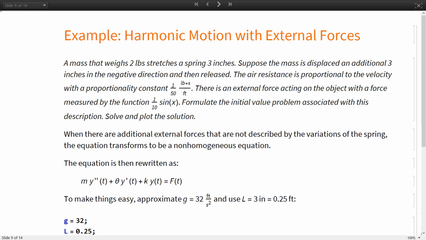Let's consider now the case where the object attached to the spring experiences both air resistance and an external driving force. The object weighs 2 pounds and stretches the spring by 3 inches. The object is then displaced another 3 inches and released. The air resistance is proportional to the velocity with a proportionality constant of 1 over 50. There is also an external driving force acting on the object, which is a force measured by 1 over 10 sine of x. Let's formulate the initial value problem associated with this physical situation, then solve and plot the solution.